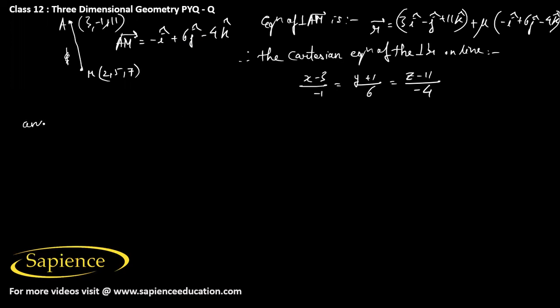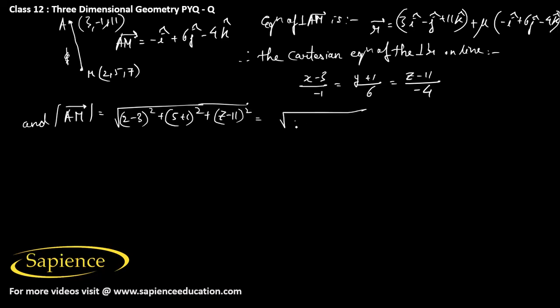And we need to find the length of the perpendicular also. It means we have to find mod of AM, which is the length. That is square root of (2 minus 3) whole square plus (5 plus 1) whole square plus (7 minus 11) whole square. So that equals square root of 1 square plus 6 square plus 4 square, which is square root of 1 plus 36 plus 16, which is 53. So this is square root of 53 units.